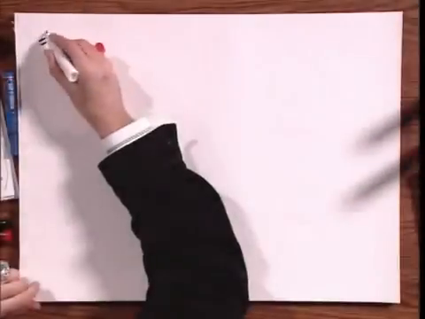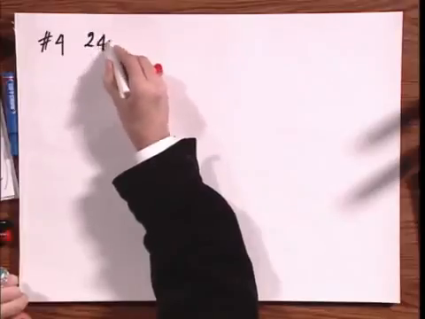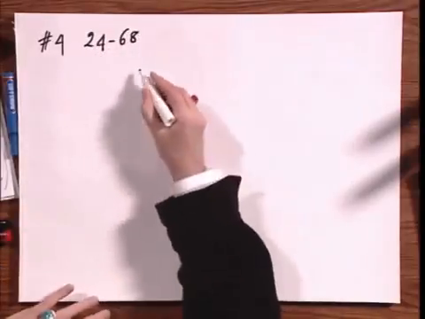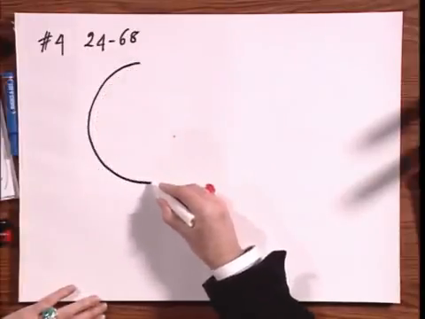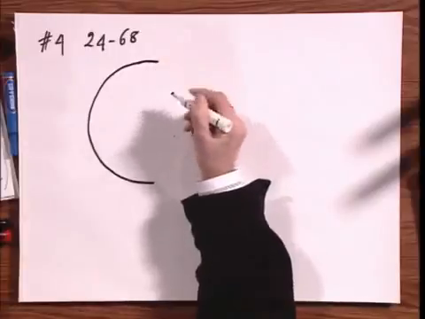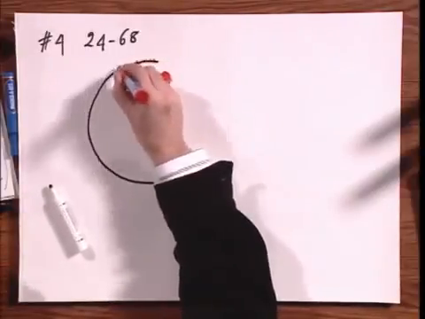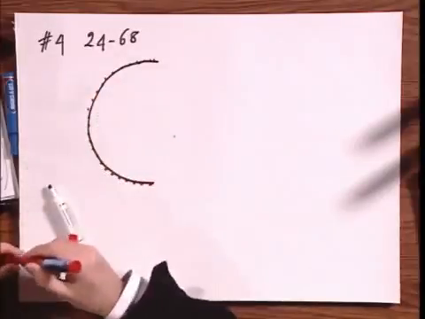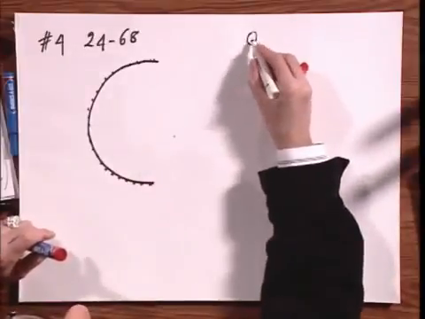So that brings us then to problem number 4, which is semi-classic, 2468. I have an insulating arc, which is half a circle, and I put charge here on the arc at uniform density. I have a total charge of Q on the arc.